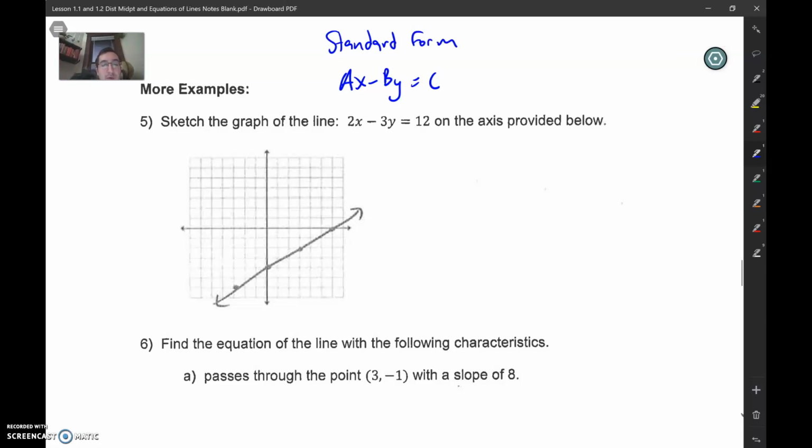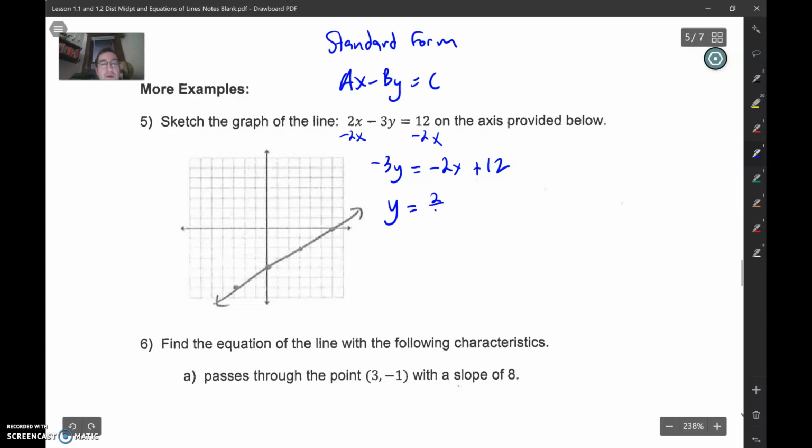So how would we do it? We would need to subtract the 2x over. So it would be negative 3y equals negative 2x plus 12. And then we need to divide by that coefficient in front of the y so that we can get it into y equals form. So when we do that, we'd have y equals negative 2 divided by negative 3, which would be positive 2/3 x, and 12 divided by negative 3 would be negative 4. So let's see if this is correct. 1, 2, 3, 4. Yep, started at negative 4. We can check that off.